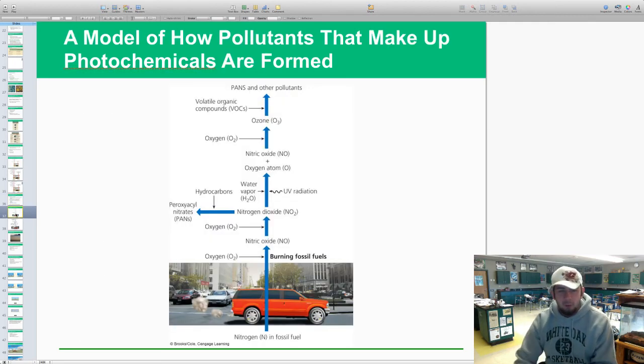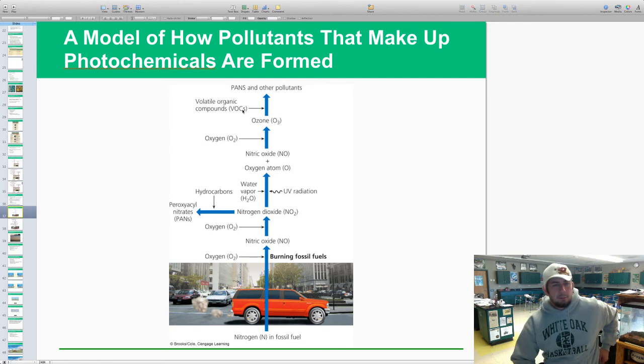Let's take a look at how it forms. So let's take a look there. We have our burning of fossil fuels out of our car exhaust. The nitrogen combines with oxygen to make nitric oxide, which combines with more oxygen in the atmosphere to form nitrogen dioxide, which then will form PANs, or peroxyacyl nitrates, or it can combine with water vapor and also UV radiation to split some things apart, creating ozone, oxygen itself, and eventually ozone if it recombines, and then continuing to reproduce and make volatile organic compounds.